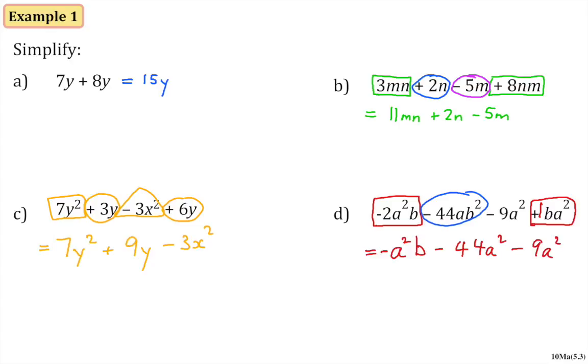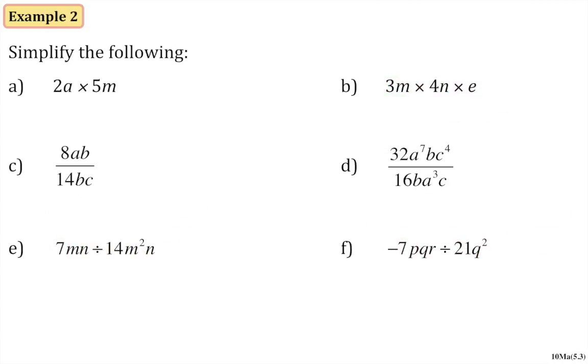And you'll see that I've made a little mistake there. That's better, fixing up that second term. So the second term is minus 44ab squared. So there's example 1 finished. Let's try our second example.